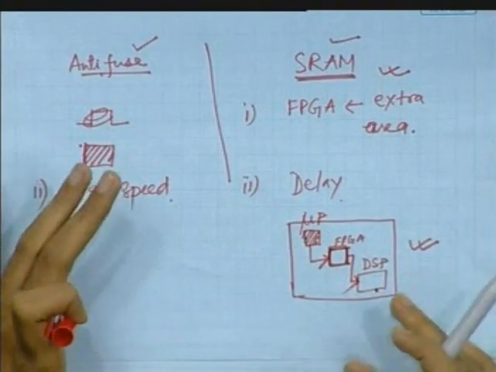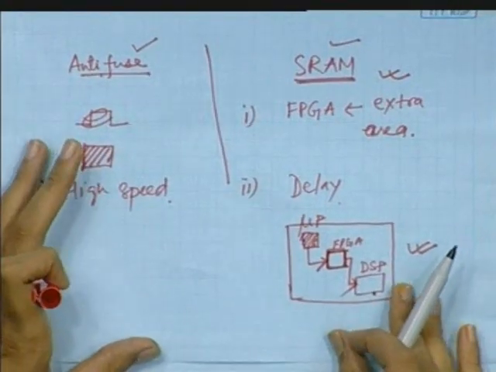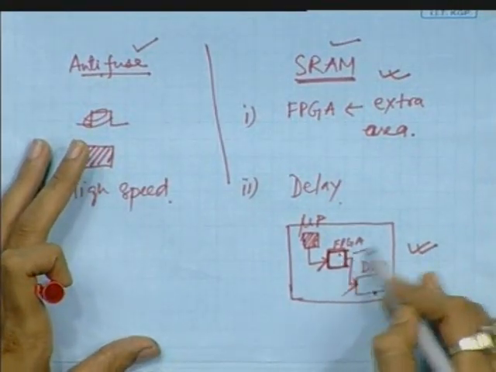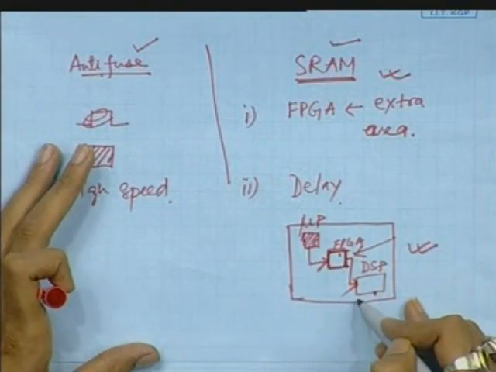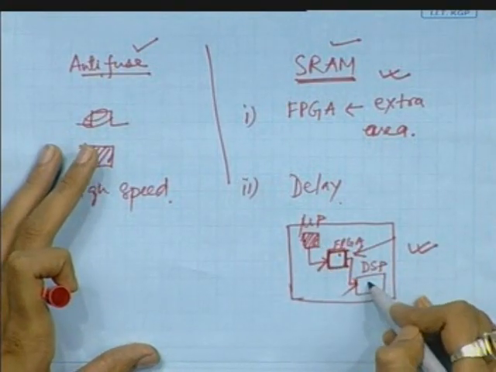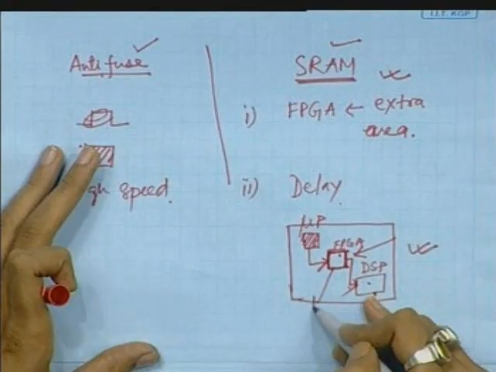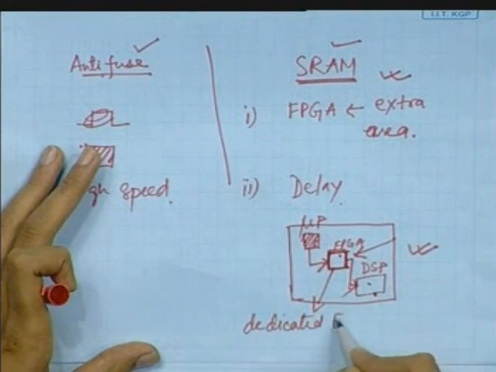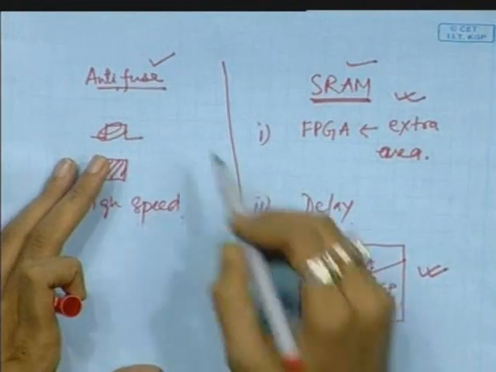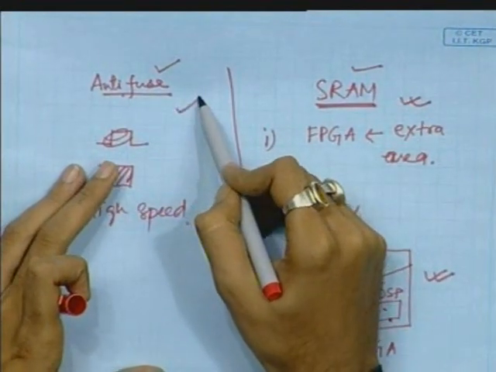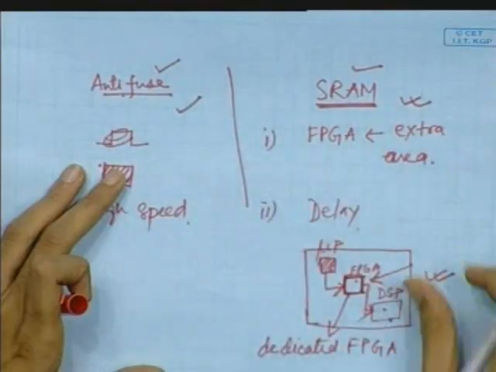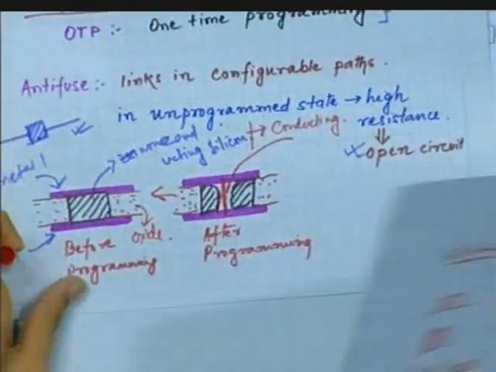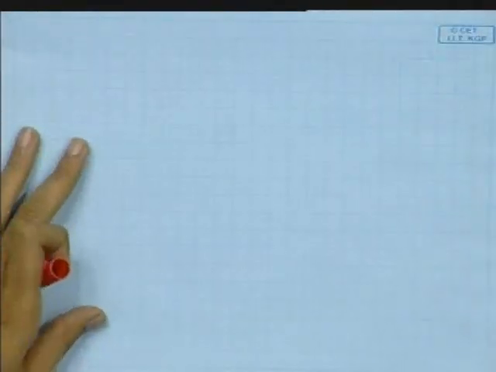You need not reprogram it here, right? But it has to satisfy the data speed between these two. In such conditions where we require a dedicated FPGA, meaning its function is fixed, we will go for antifuse technology. Am I clear? Okay, right.